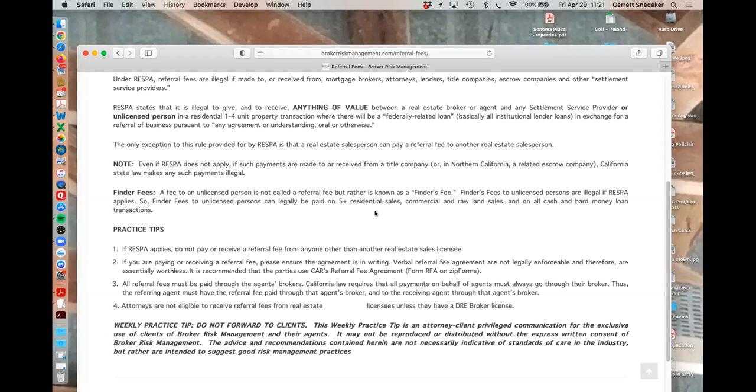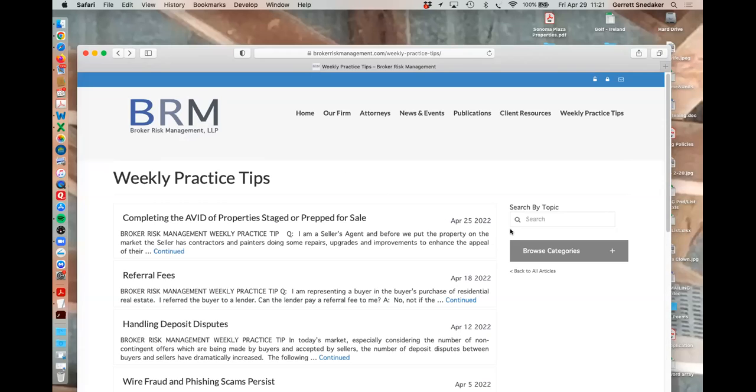But if your property is 5 or more residential units, or commercial, or raw land sales, or there's an all cash purchase or a hard money loan, then you could pay a finder's fee to somebody and not violate RESPA. So if you have any questions about finder's fees and referral fees, just give us a call. We'll sort it out beforehand.